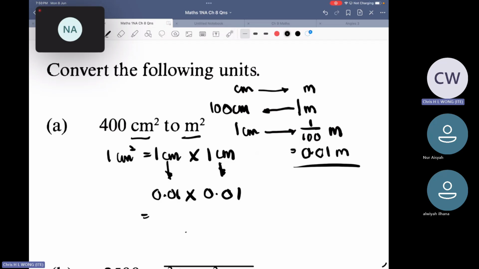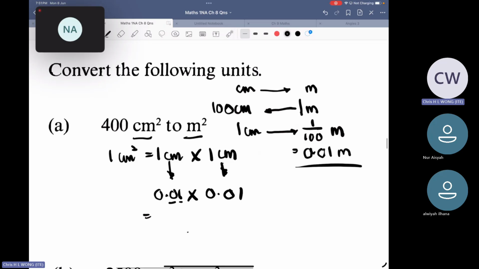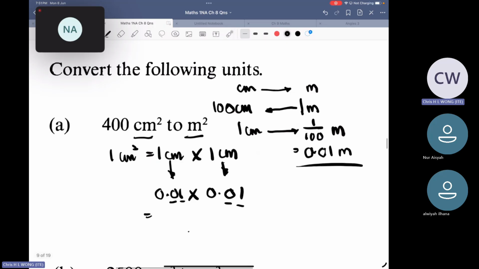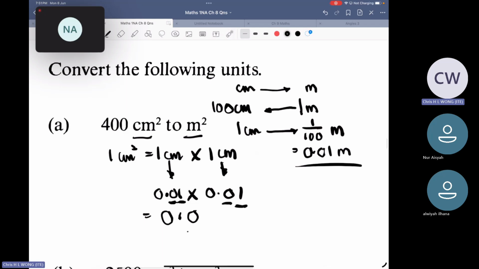Equals 0.01 times 0.01, you will get, you count how many decimal places. You look at how I count decimal places. Not sure, please use calculator. If you are able to do it manually, you'll be faster. 1, 2, 3, 4 after the decimal point, right? So you have 0.0001 meter square. So easy, yeah.